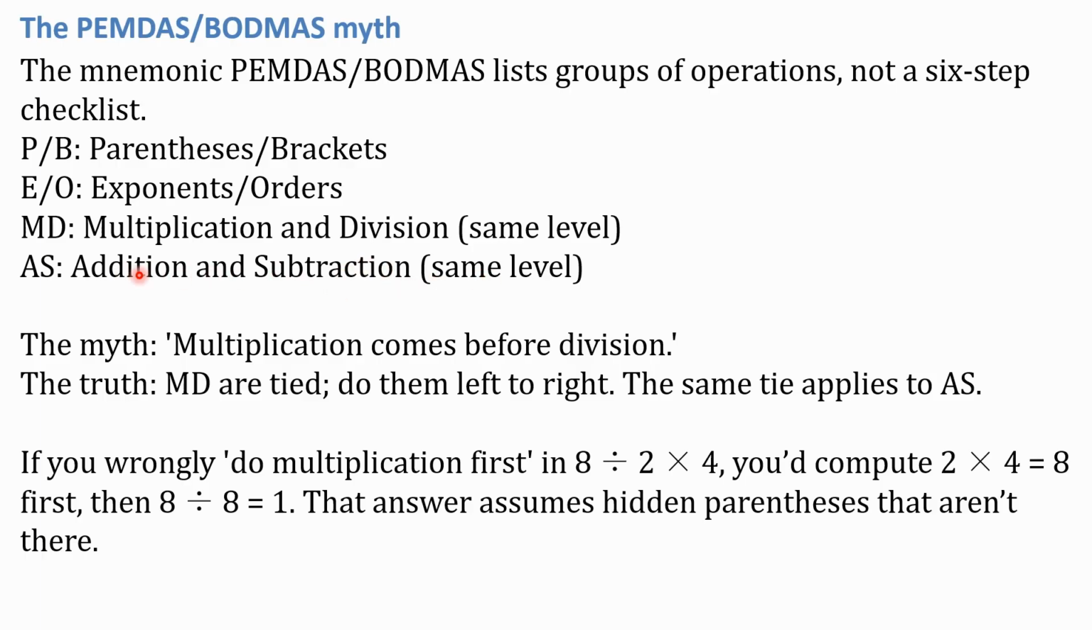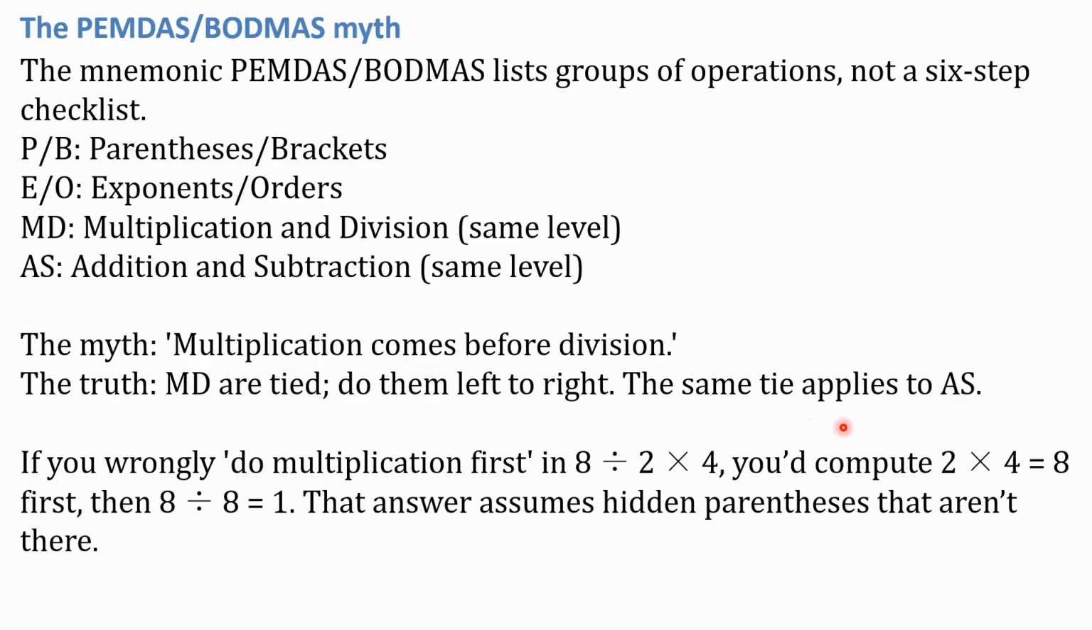I can't tell you how many times I've had people try to tell me addition is solved before subtraction because the A is listed before the S. That's their entire reasoning, and that is nonsense. It's completely wrong, and people need to quit thinking that. It's not true. It's never been true. The myth: multiplication comes before division. That is a myth. It's also a myth that addition comes before subtraction. The truth: M and D are tied. Do them left to right.